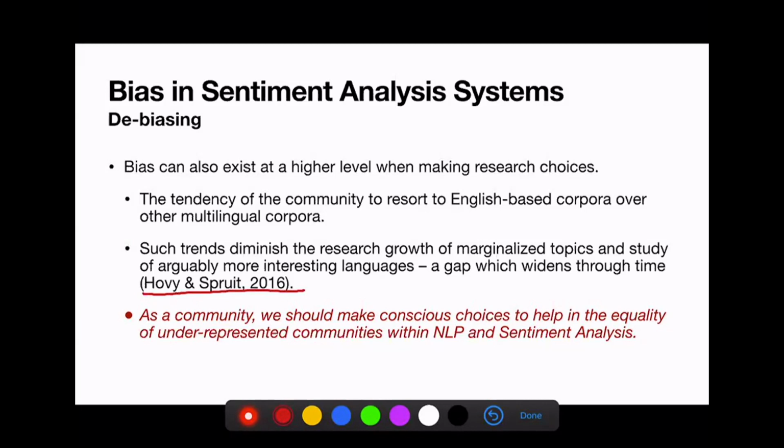Okay, so bias can have many forms. It can be gender bias, or it can be bias of our research choices. Okay, we should not ignore the underrepresented languages, underrepresented, unexplored research territories. We should always explore those. Okay, we should not bias our choices.